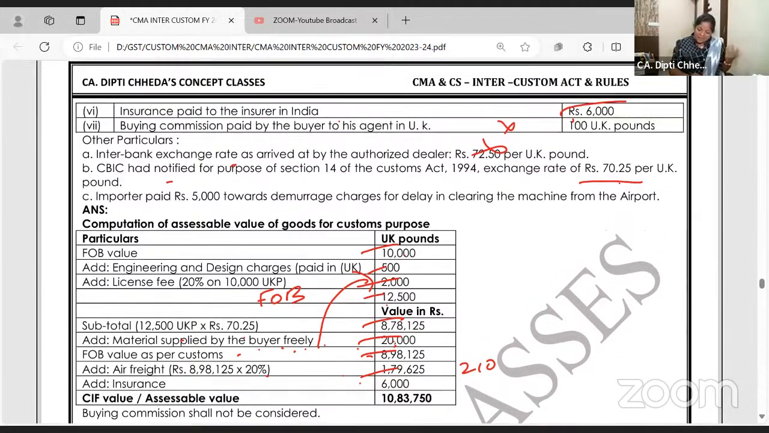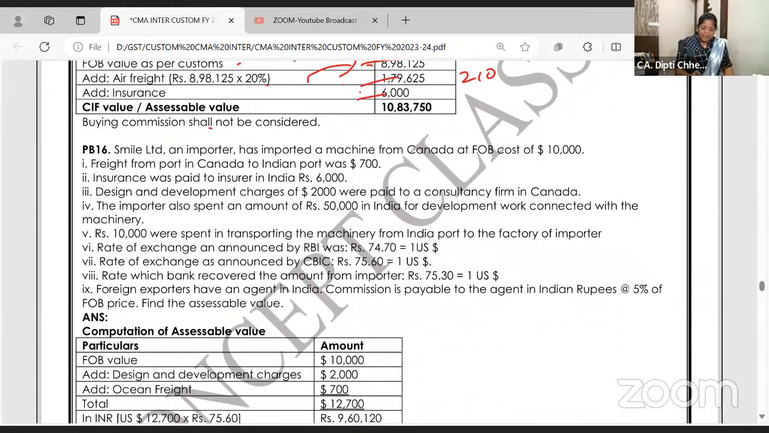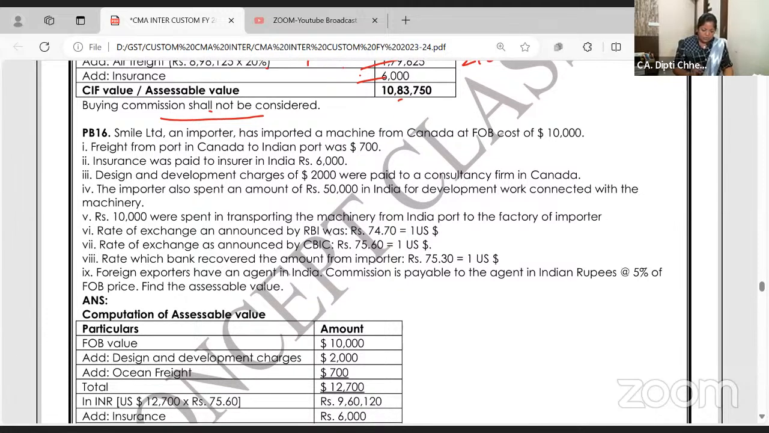Now insurance actual they have given. I want to repeat, insurance actual you take, not given 1.125%. But freight, because it is coming by airways, it cannot exceed 20% of the FOB. Not this FOB. FOB before charging the freight. Export hone tak ka all the expenditure you add. Okay? Right. So you get the assessable value. Buying commission is not considered. You can write a note.